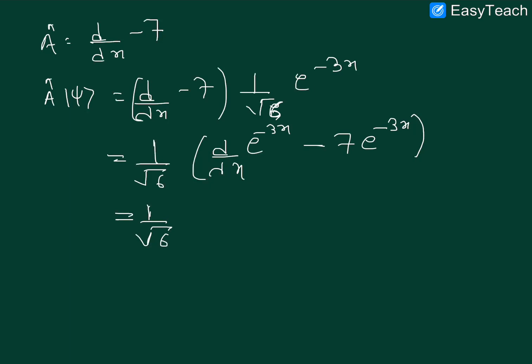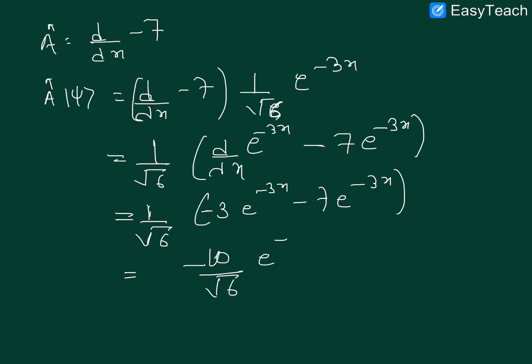We get 1 by root 6 times minus 3 e to the power minus 3x minus 7 e to the power minus 3x, which is minus 10 by root 6 e to the power minus 3x, that is minus 10 into psi. So yes, this is an eigenfunction because we get a constant over here. The operator A operating on the wave function gives a constant times the same wave function, and this constant is the eigenvalue.